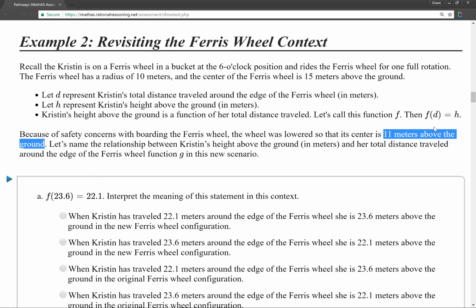So in the new scenario, the height of the center of the Ferris wheel is 11 meters above the ground, whereas before it was 15 meters above the ground. So essentially, the Ferris wheel was moved downwards 4 meters, so that the center of the Ferris wheel is now 4 meters below where it originally was.